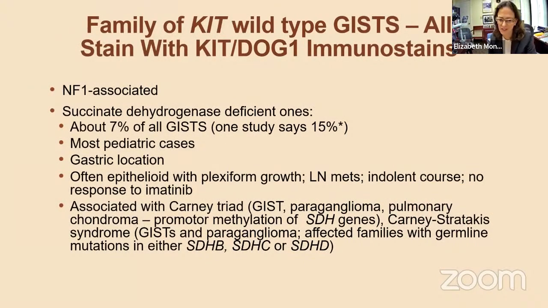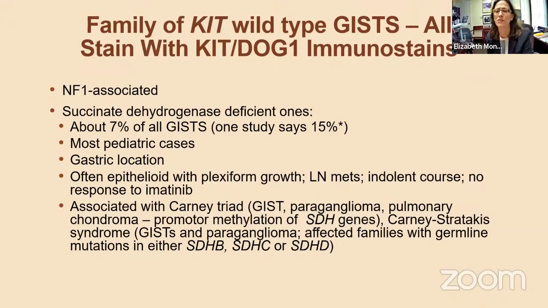So then that gets into the sort of sexy thing lately, and it's not actually so recent anymore, but that's the family of KIT wild type GISTs. All of them are easy to diagnose because they still express KIT and DOG1. We mentioned the NF1 associated ones, and then once in a while you'll see the SDH, succinate dehydrogenase deficient ones. They comprise probably less than 5% of GI stromal tumors.